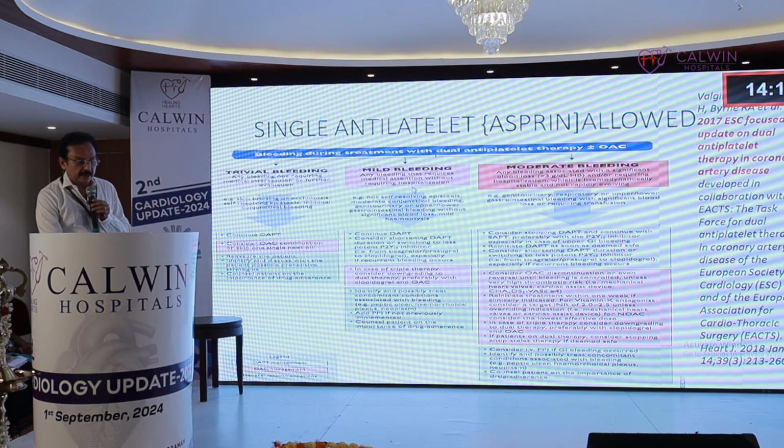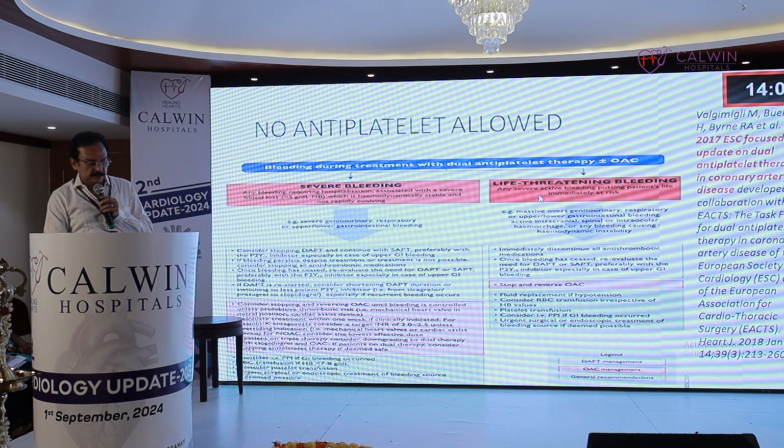But in mild bleed and moderate bleeding, in such patients, you need not stop both the antiplatelets, only aspirin is allowed today. The only problem comes when there is a severe bleeding or life-threatening bleeding. So this is the spot where you cannot give any antiplatelet.